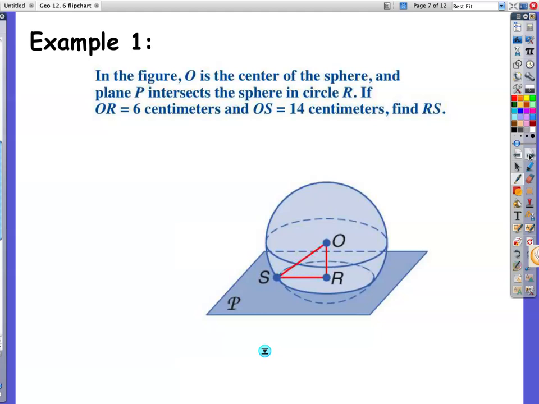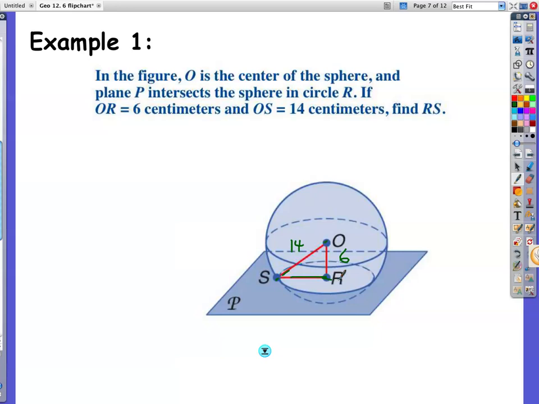Okay, what we have is a triangle, and if you need me to show you this in class too, I could, because sometimes the visualization here is kind of tough. This is like taking my Play-Doh sphere and then taking a piece of paper and cutting right through it, and then you end up with this triangle here. This is along the piece of the paper. This is from the piece of the paper to the center, and this is a radius. Basically, I'm just going to fill in the information. OR is 6 centimeters, OS is 14, and now I need to figure out what RS is.